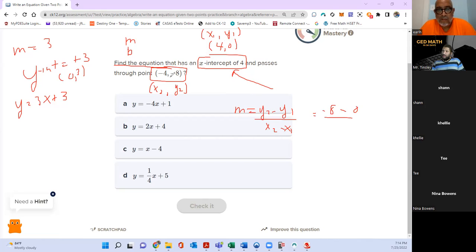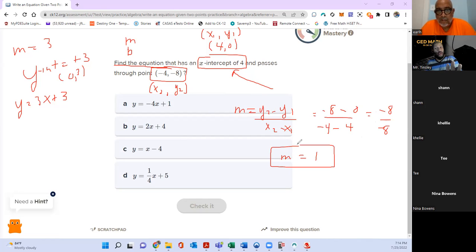X2 is -4 minus x1 is 4. -8 minus 0 is -8. -4 minus 4 is -8. If you have problems with signed numbers, use your calculator. My slope, 2 negatives make a positive. 8/8 is 1. So my next step will be to find my y-intercept.